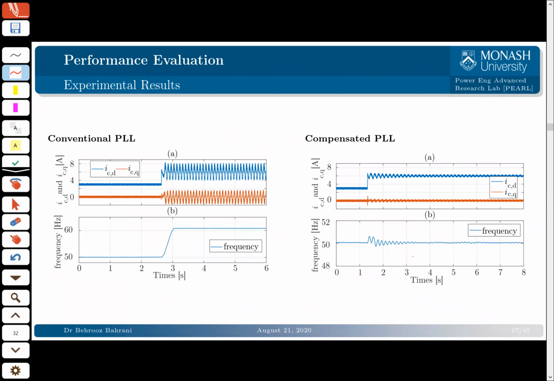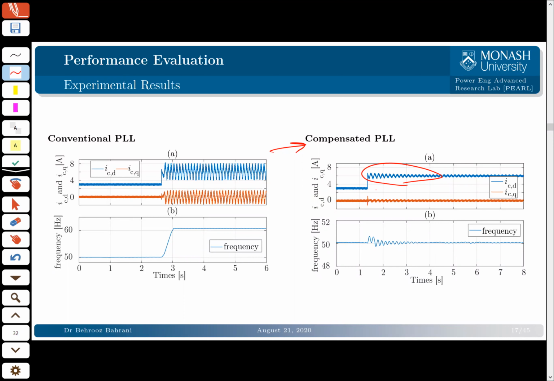We also did some experimentation, the same thing. We had a conventional PLL and we increased the set point for ID, but the system became unstable and the PLL could not track the frequency anymore. But with the compensated PLL, after some transients which decay, the system became stable and could maintain stability. Needless to say, estimation of grid impedance plays an important role here. If you know your grid impedance, you can probably use this compensator to compensate for the loading effect.